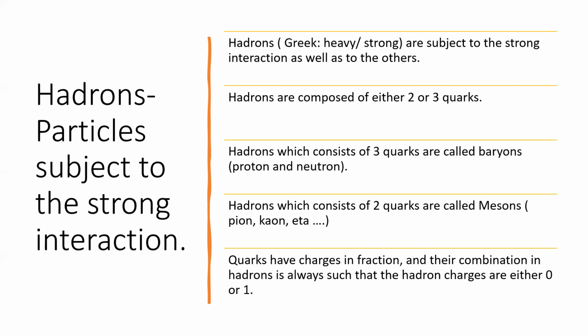Because if we talk about the neutron, then the neutron has 0 charge. So whatever quarks the neutron consists of, their combined charge should always be 0.